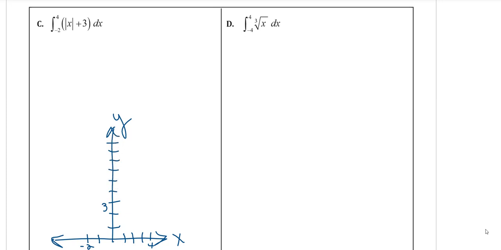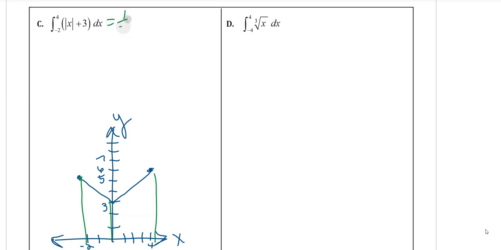Okay, so at -2, I'm going to be at 5, and this is going to come down to here. And then at 4, I'm at 7, so 3, 4, 5, 6, 7. So it's going to be a little further up like that. So what I can do then is I can create these two trapezoids here and find the area of both of them.